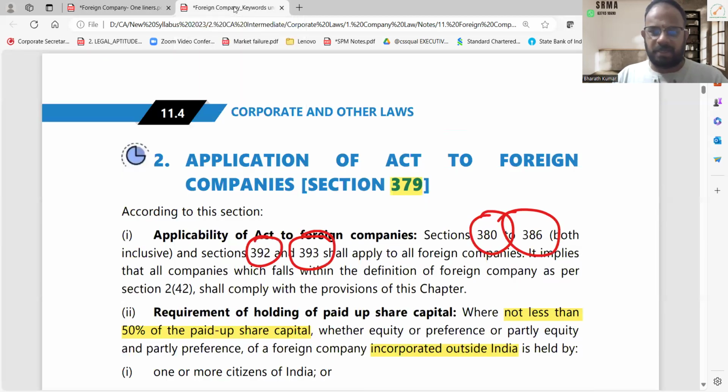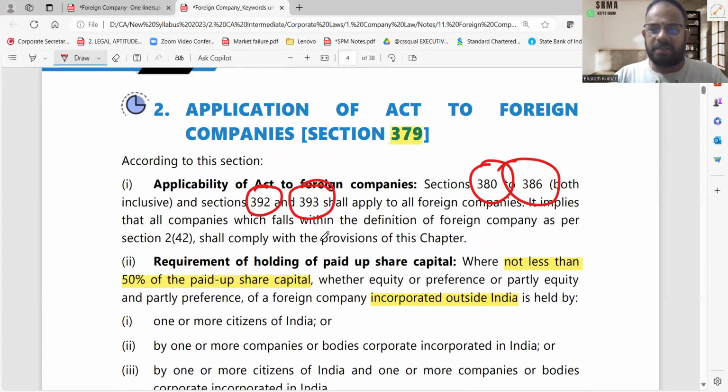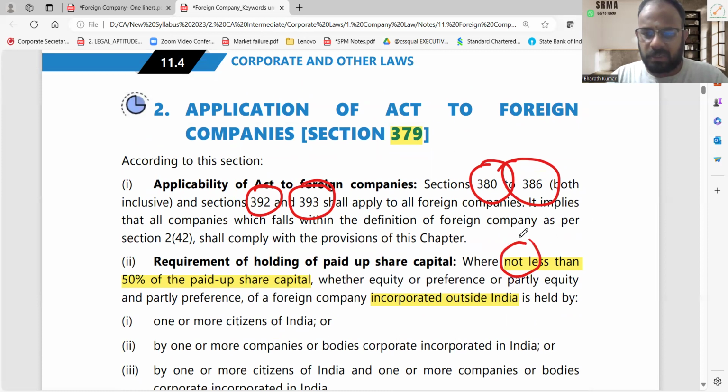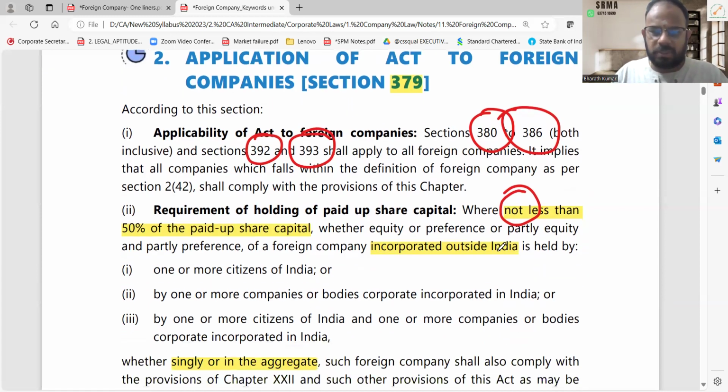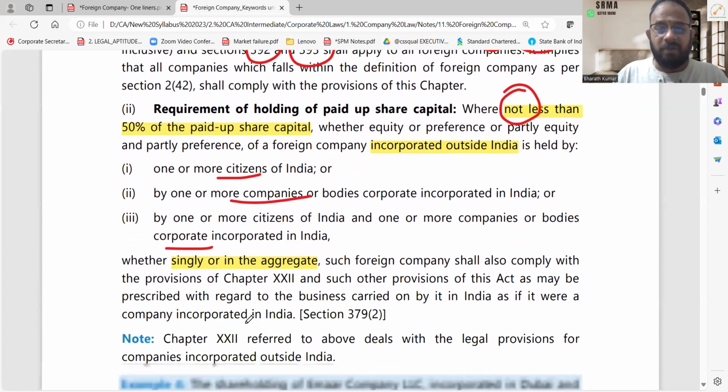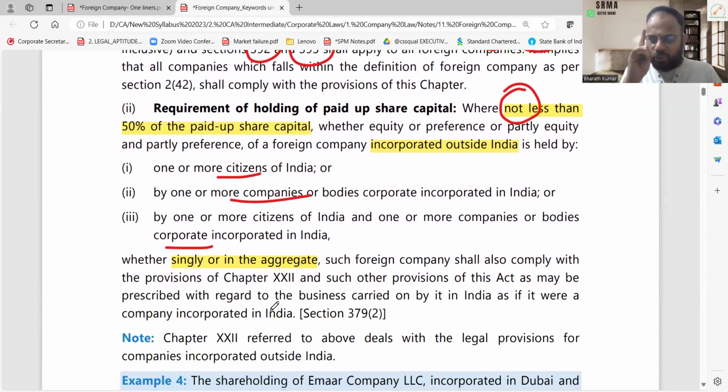So applicability of the section plus the requirement. What is the requirement? Not less than 50% of the paid up share capital, whether equity or preference, or partly equity and partly preference, of a foreign company incorporated outside India can be held by anyone: citizens or companies or any other body corporate incorporated in India, whether single or in aggregate. Whether individually he is holding 50% or together, I don't bother. But if it adds up and is more than 50%, this chapter 22 will be applicable. So the keyword is what? 50% or more.